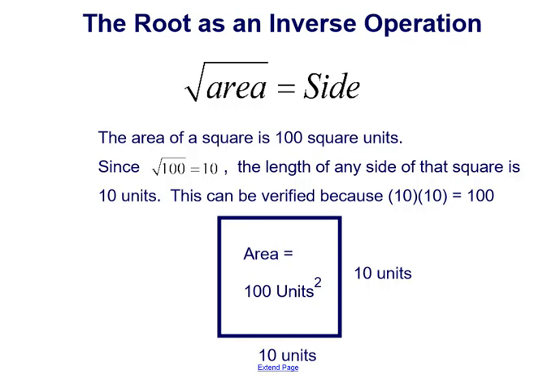Now, we can then conclude that the square root of the area is going to equal the length of that side of the square. So here's an example. We're told the area of a square is 100 square units. Since we now know the square root of 100 is equal to 10, the length of any side of that square is 10 units. And this can be verified from our prior knowledge that we know 10 times 10 is equal to 100. So 10 squared is equal to 100.